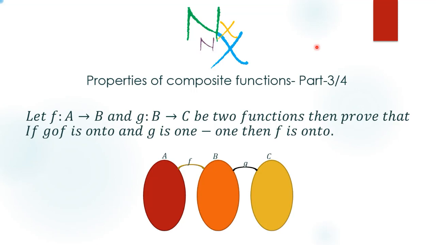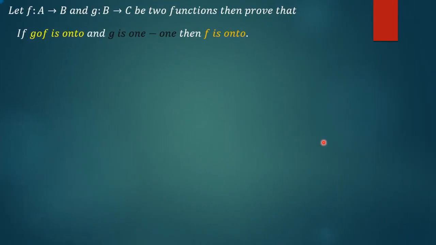In this lecture series we'll see the third theorem, which is as follows. Let f be a mapping from set A to B and g a mapping from set B to C be two functions. Then prove that if gof is onto and g is 1-1, then f is onto. Let us first understand the meaning of 1-1 and onto function.